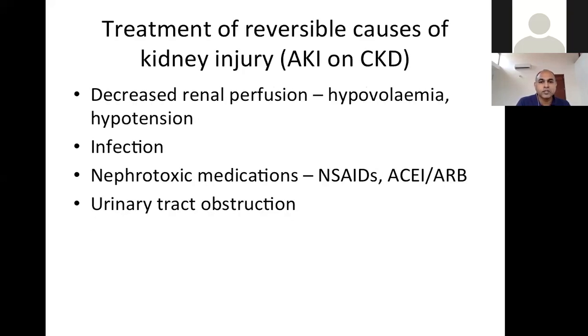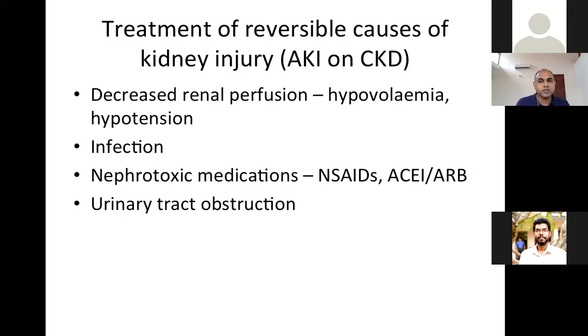So, treating reversible causes. Sometimes you can have diabetes, hypertension. Those are the things that usually cause CKD, so you might have to treat them. In addition to that, sometimes you can have additional acute insults on top of CKD. This is called AKI on CKD. This is due to infections, various drugs. Sometimes you can have urinary tract obstruction, sometimes reduced renal perfusion. All these risk factors can lead to acute kidney injury.